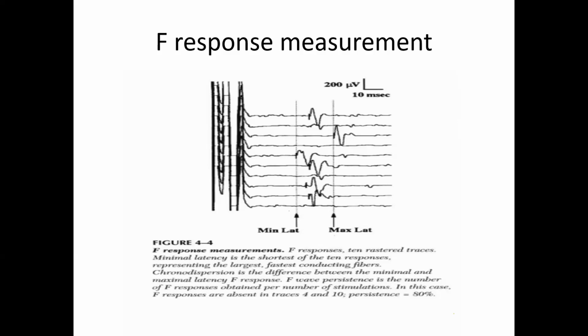In this case, F responses are absent in traces 4 and 10. That means the persistence is still 80%. Out of 10, 2 are absent.